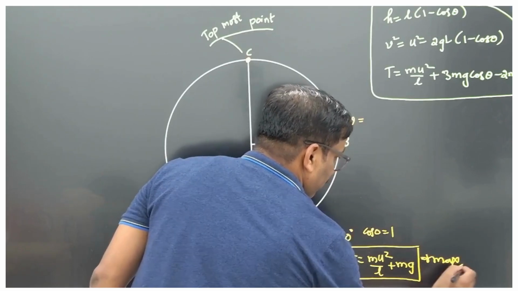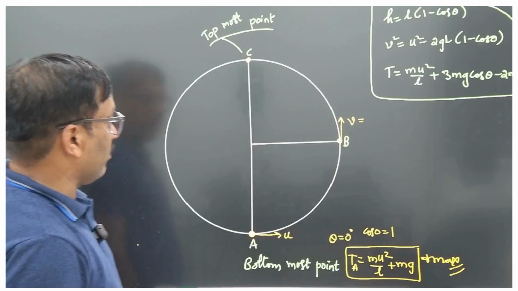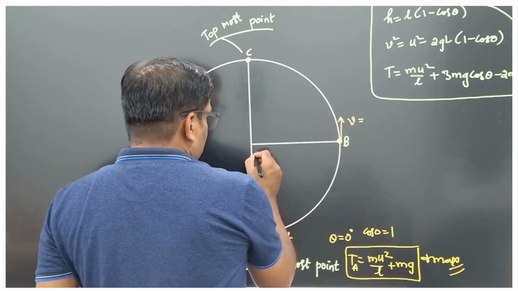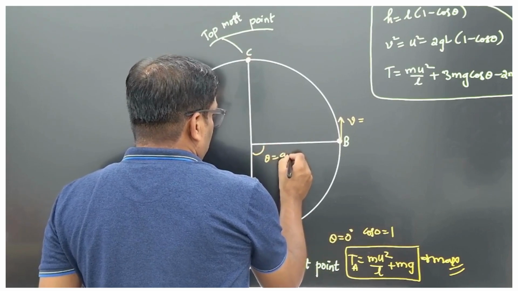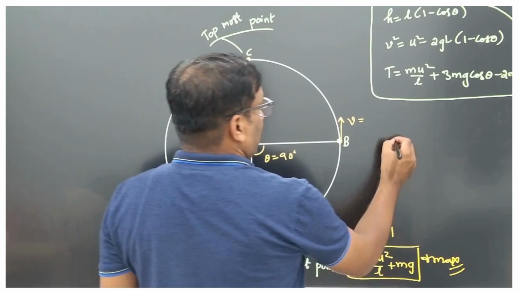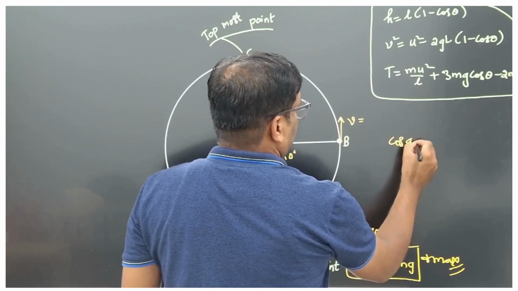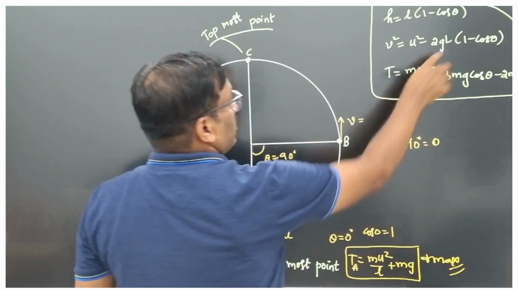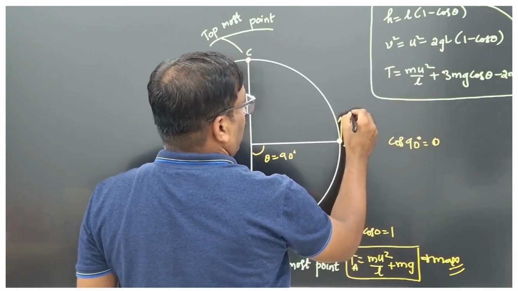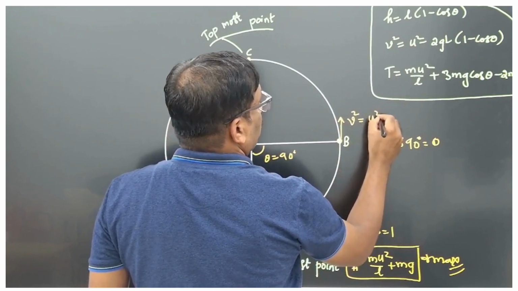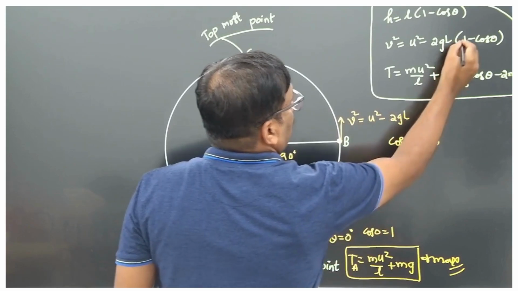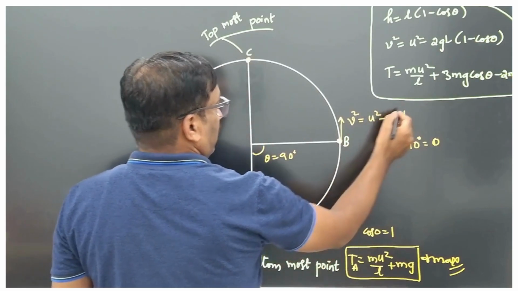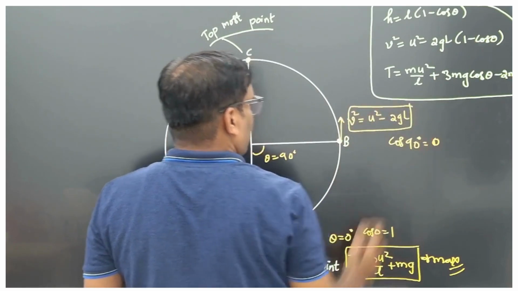Maximum tension, right? So similarly, we'll calculate velocity and tension at this point. At this point, what is the angle now? Theta is equal to 90 degrees. So cos 90 will be equal to 0, right? So you can substitute in this one now. Therefore, V square is equal to U square minus 2GL (1 minus 0), therefore it is 1, right? So V square is equal to U square minus 2GL.